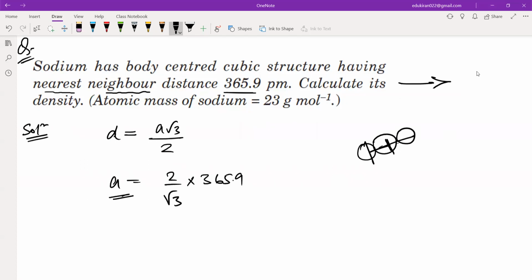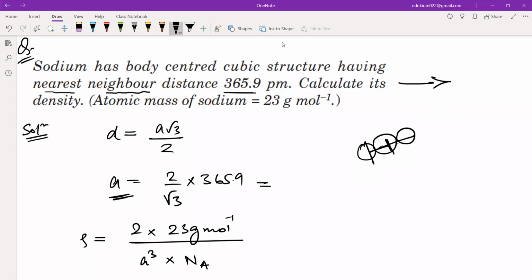Then you will calculate A, and after calculating A, you have to just put that in the formula for density, which is equal to Z into the molar mass. Since it is body-centered, Z will be 2. Then you have the molar mass 23 grams per mole divided by the volume. The volume will be this A cube, whatever A you get, into Na. So there is nothing, only maths. You have to do simple multiplication and division type of calculation, nothing else.